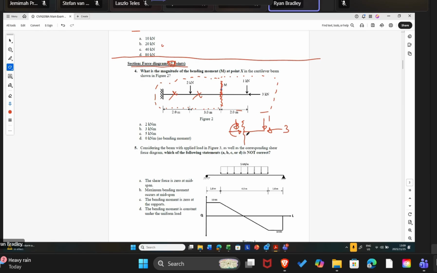So clearly, if we do this problem, if we sum the moments about this point, this distance here is 2 meters. This force passes through that point. It has no moment arm. So the only force that has a moment arm about this point is 1. So basically the moment will be 1 times 2. So our moment here is 1 times 2, which is going to be 2. All right? So that would be the correct answer.